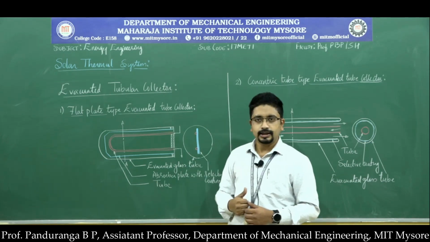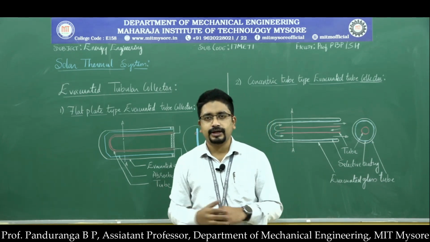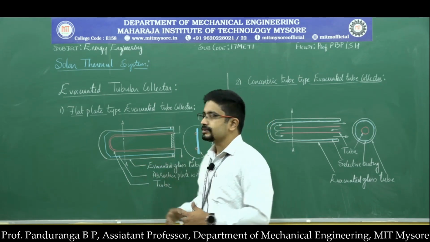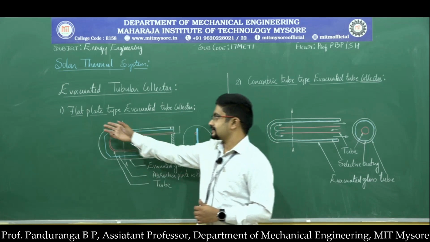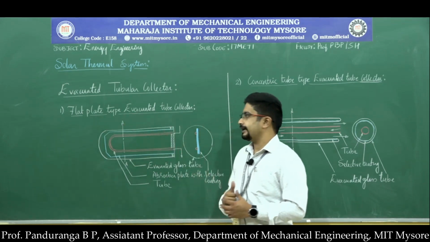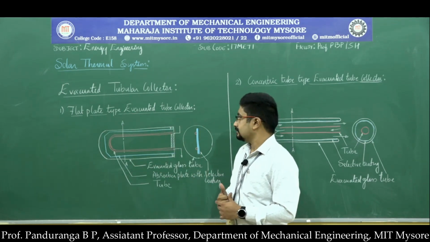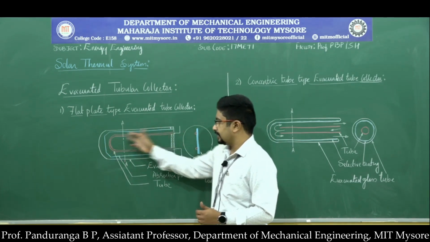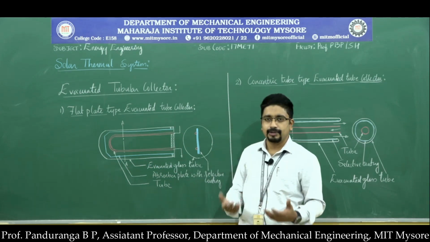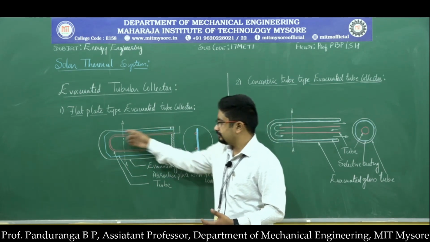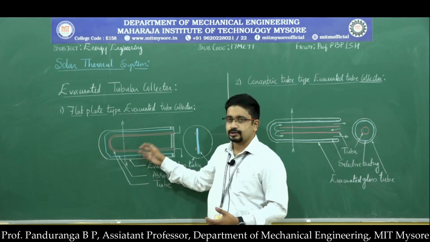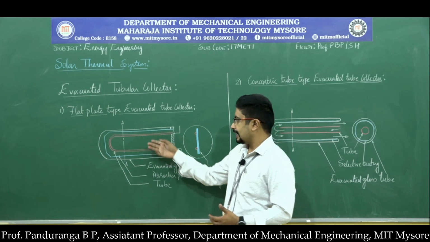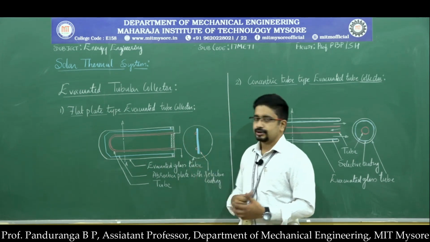So there are a large number of variations in the tubular collectors. We will study two such variations here. The first one is the flat plate type evacuated tubular collector. Here, this unit represents a flat plate collector. We have the absorber, the entire surface is the absorber surface, which is denoted by the blue line, and above that we have the tubes.